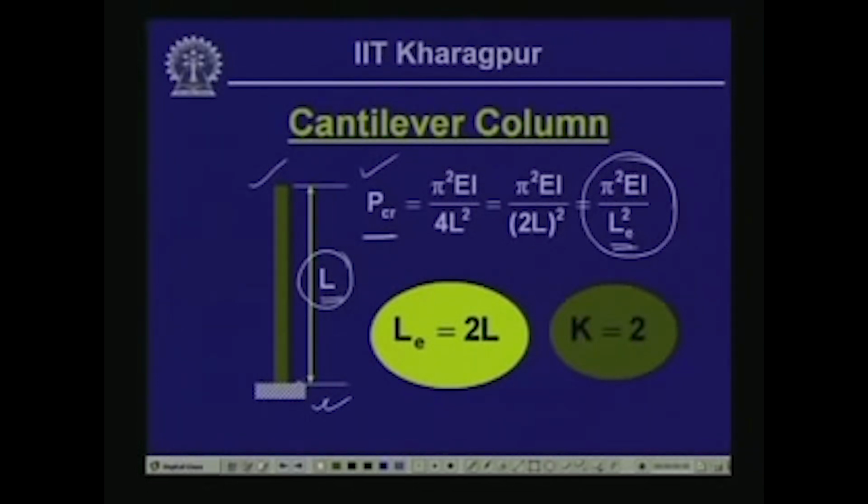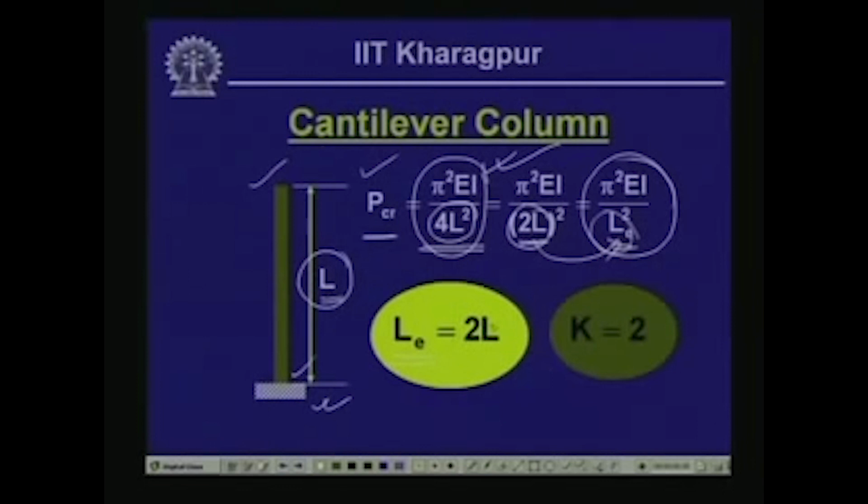Now, in case of a member which is fixed at one end and free at the other, the critical load evaluation comes as pi square E I over 4 L square, and this we have seen in the derivation of the previous lesson, wherein we have derived this particular expression. Now, this term 4 L square, if we write in a square form, is 2 L square, and thereby 2 L is equivalent to this term L e. So, this we have called the effective length.